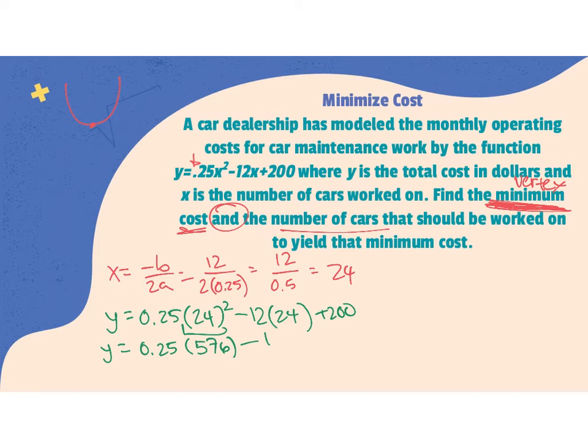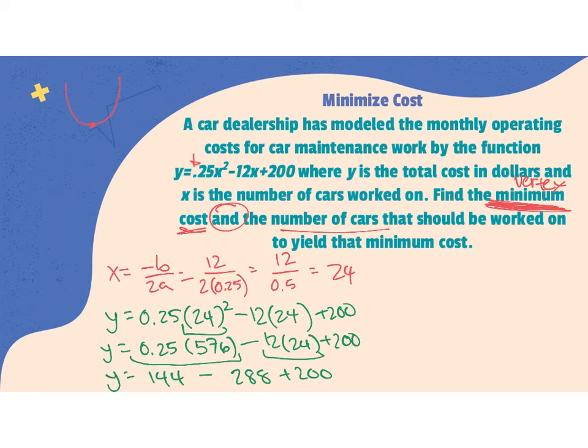576 minus 12 times 24 plus 200. I'm just going through my order of operations here. Next, I would multiply. So 0.25 times 576 gives me 144. So that's y equals 144. And then minus 12 times 24 is 288, I believe. 288, yep. So 144 minus 288 plus 200.